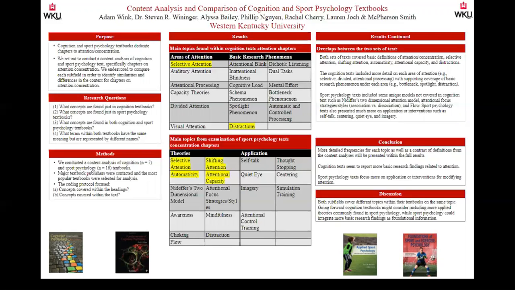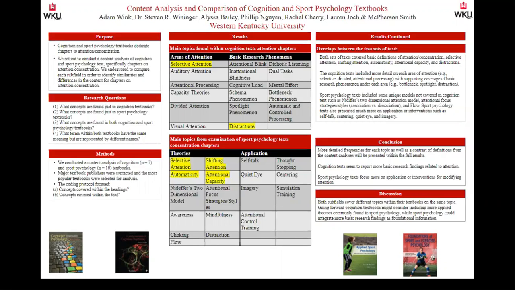In conclusion, more detailed frequencies for each topic, as well as a contrast of definitions from the content analysis, will be presented within the full results. Cognition texts seem to report more basic research findings related to attention, while sports psychology texts focus more on application or interventions for modifying attention.